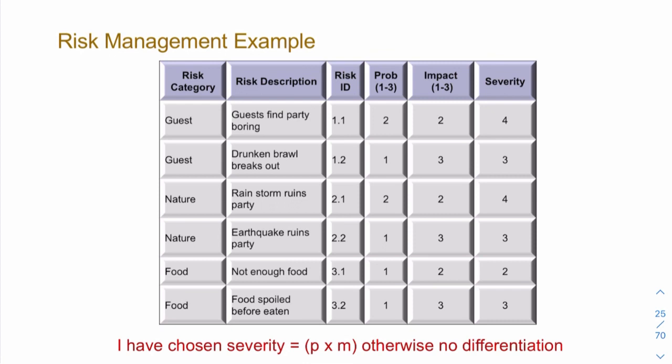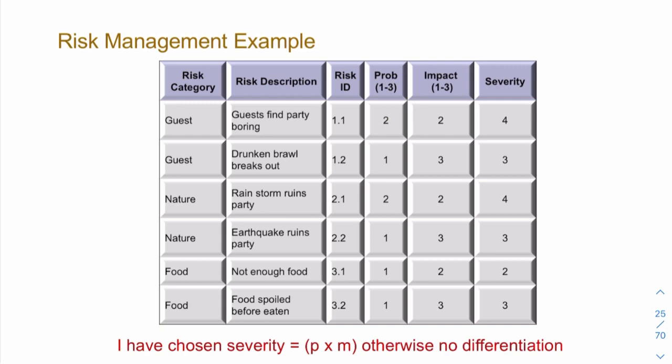So back to my birthday party. So we've already looked at this bit. Now what's happening? We're looking at each of these activities. So for example, the guests find the party boring. How likely is that? Well, if it was my real party, it would probably be a 3. But in this example, we're using a 2. So it's a medium probability that it's a boring party.